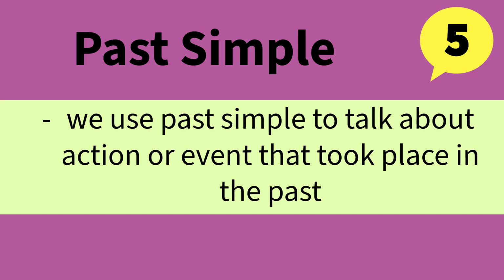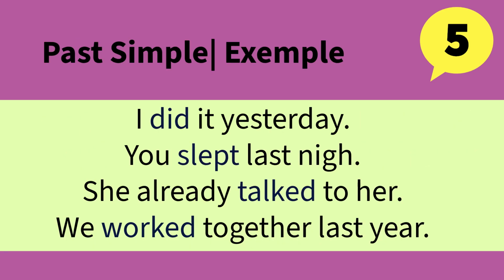Now let's take a look at the 4 past tenses. The fifth tense is the past simple tense. We use past simple to talk about an action or event that took place in the past. Here are some examples. I did it yesterday. You slept last night. She already talked to her. We worked together last year.